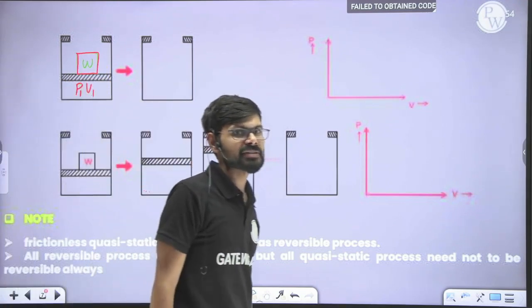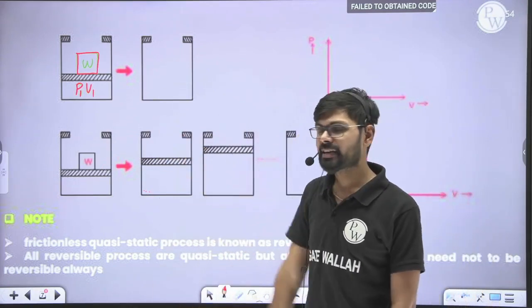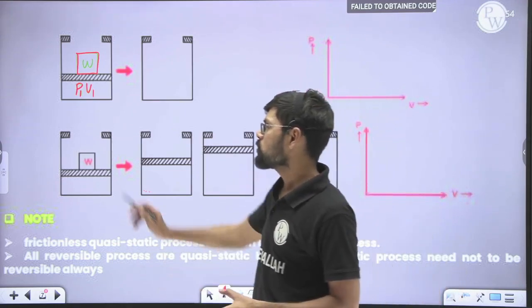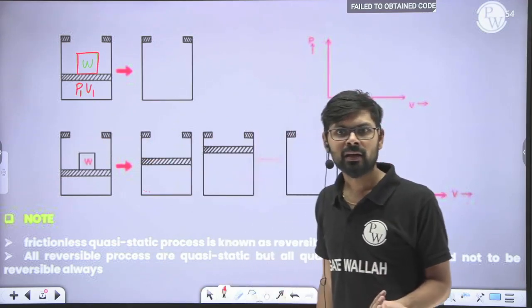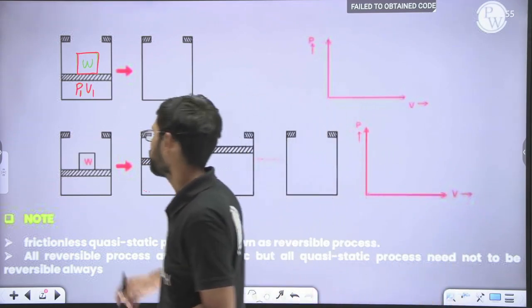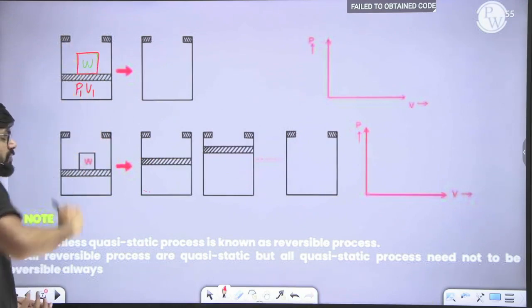So we have a piston cylinder arrangement. Please listen carefully. In that, one big block is there. Now this pressure P1 is obviously higher than atmospheric pressure, because it is a summation of atmospheric pressure plus the pressure due to this weight.